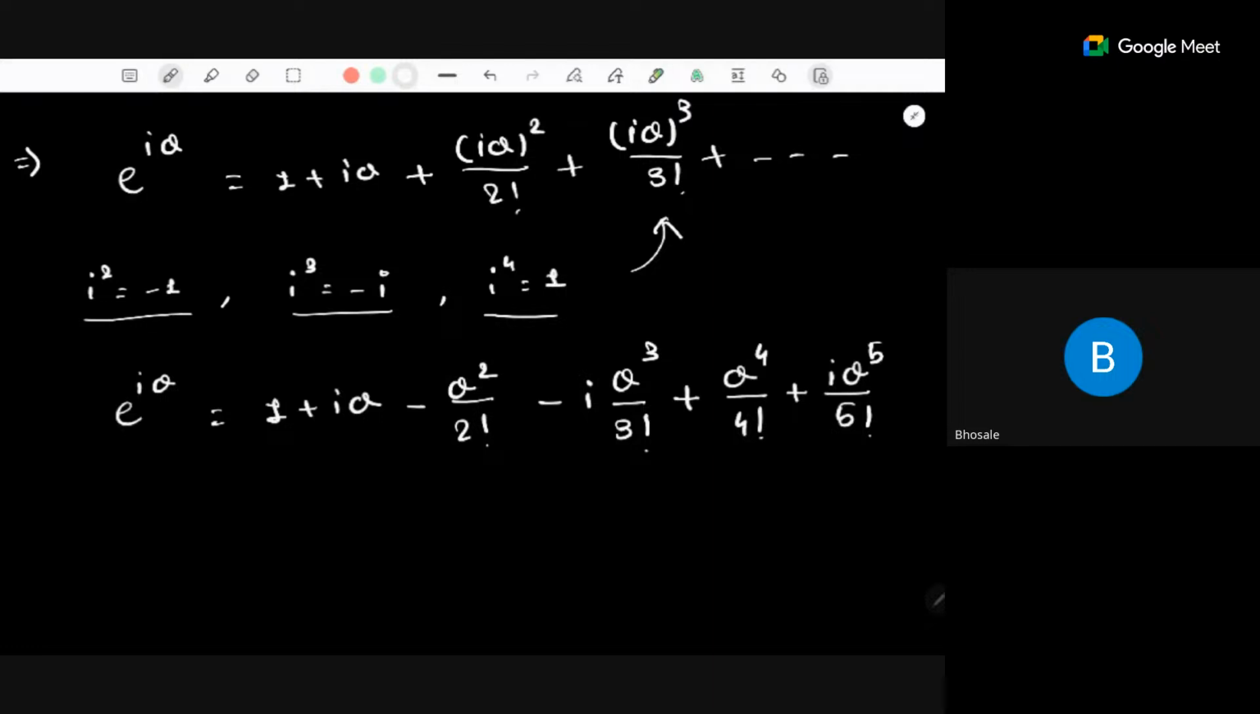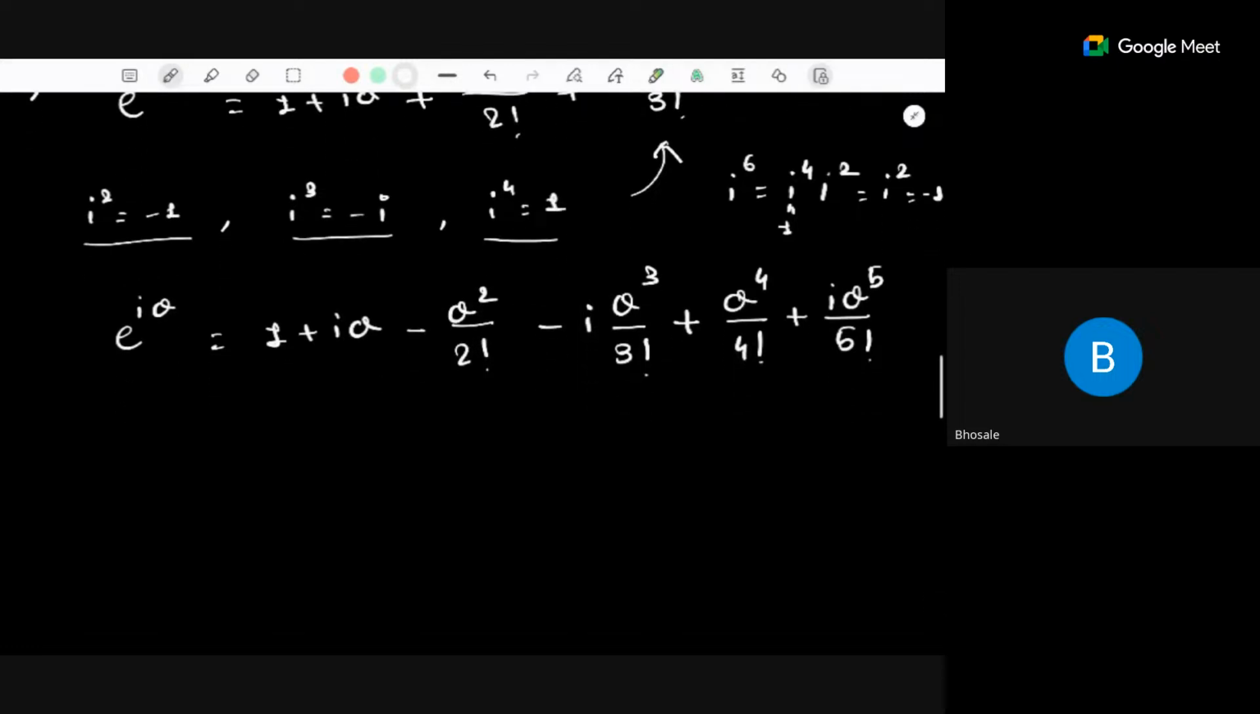Then we will have iota to the power 6, which is the same as iota to the power 4 into iota to the power 2, right? So it is nothing but iota squared, because iota to the power 4 is 1 and iota squared is minus 1. So that means the same pattern will repeat again and again. So what we can do is filter out those terms which include iota, that is, the term minus iota theta cubed by 3 factorial, the term iota theta to the power 5 by 5 factorial, and let's see what will happen.